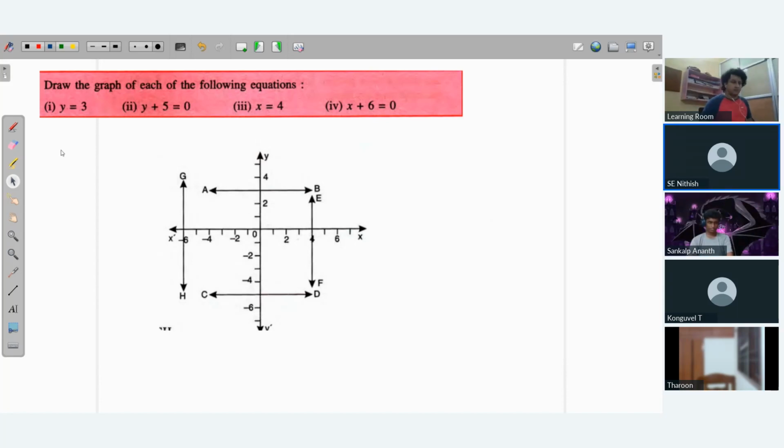Y plus 5 is equal to 0 means y is equal to negative 5. Yes. And next one, y equal to 3 is this line. Y plus 5 equal to 0 is this line. X equal to 4 is this line. X plus 6 equal to 0 is this one.